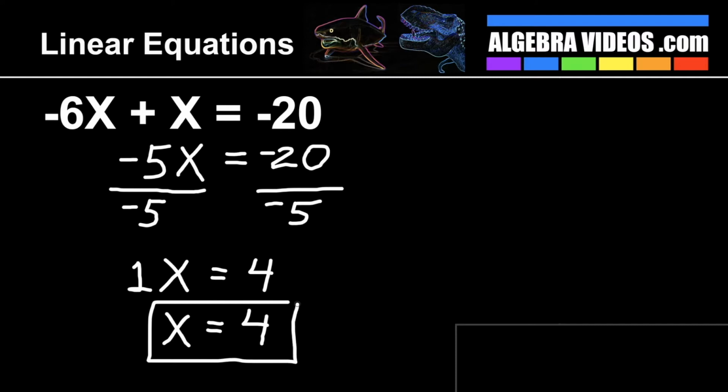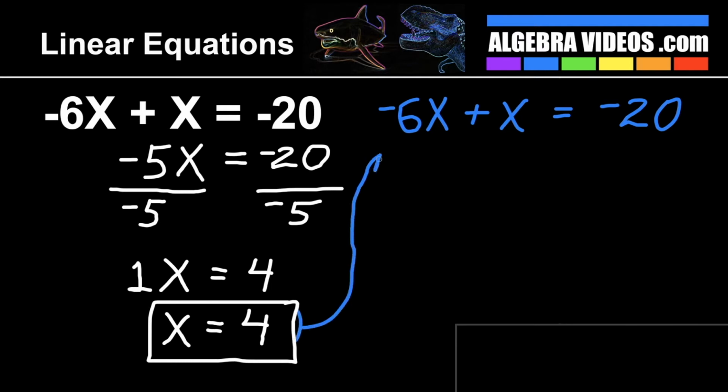And you could stop right there, but I'm just going to show you one more thing that you can do to check your work, to make sure you didn't make a mistake somewhere. I'm just going to rewrite the equation up here of negative 6x plus x equals negative 20. And to check our work, we're going to take this number 4 down here, and plug it into the original equation, the original problem. Everywhere there's an x, we're just going to plug in a number 4 and make sure that both sides stay equal.